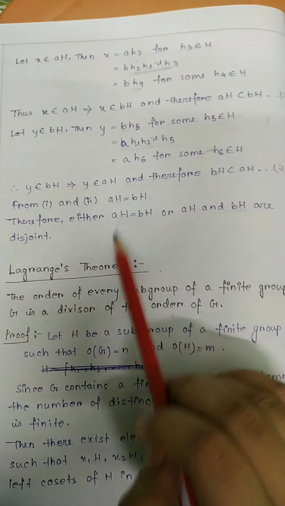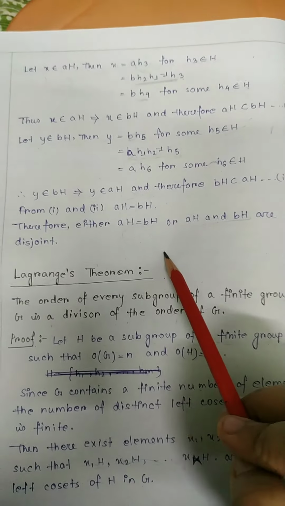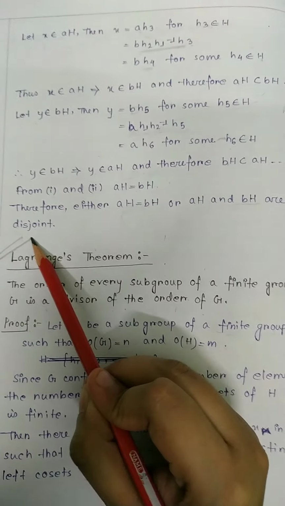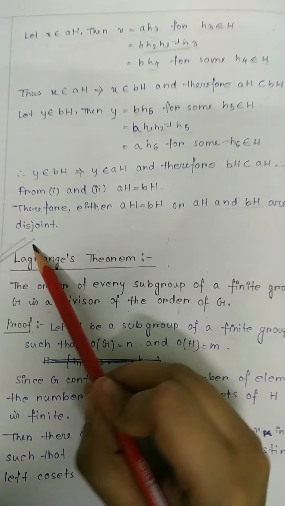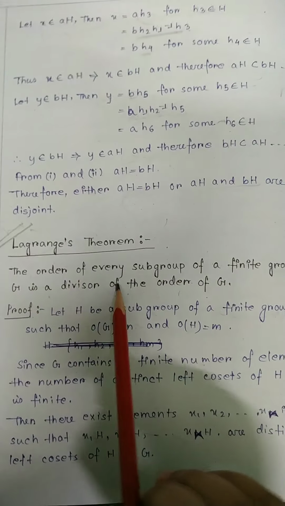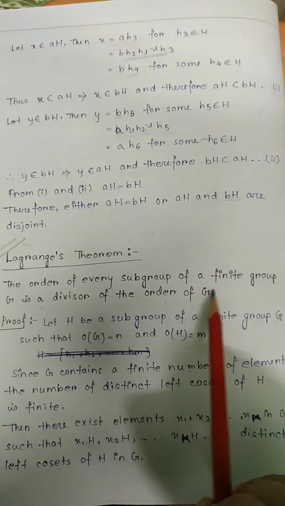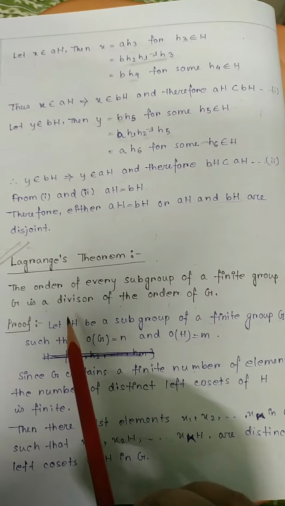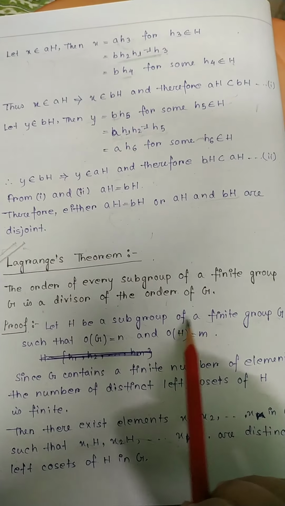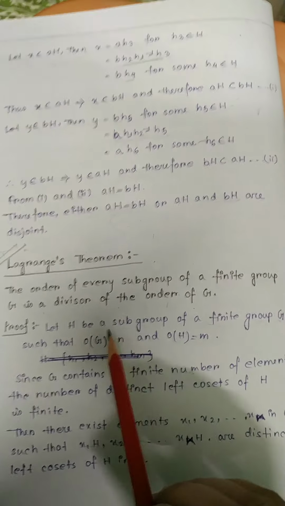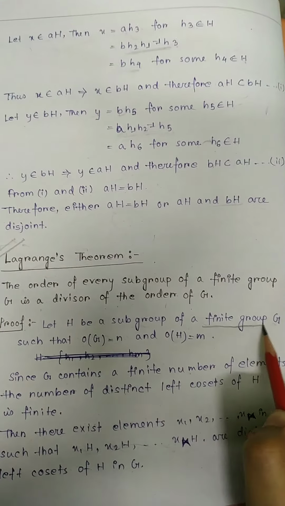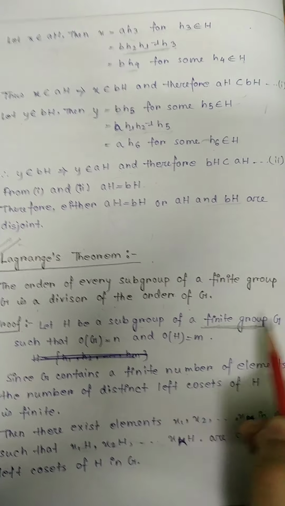From the coset theory, here comes an important theorem, Lagrange's theorem. It is very important. Let's prove it. Lagrange's theorem: the order of every subgroup of a finite group G is a divisor of the order of G. Let H be a subgroup of a finite group G. We have to remember that it is said to be a finite group.